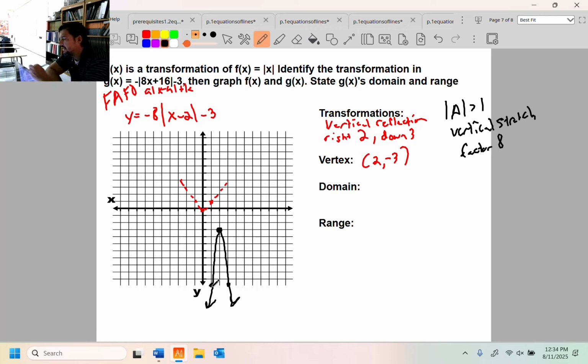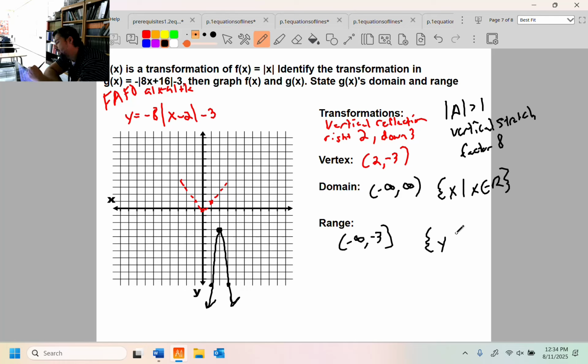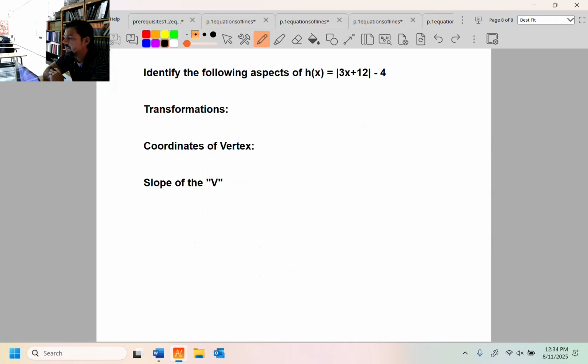Domain left to right, negative infinity to positive infinity. The range, negative infinity all the way to negative 3. Alright, let's go ahead and do set builder too on these. All values of x such that x is an element of the reals. For the range, all values of y such that y is less than or equal to negative 3. And again, if you need to hit the pause, go ahead. I'm just trying to get through in lunch, and I don't have much time.